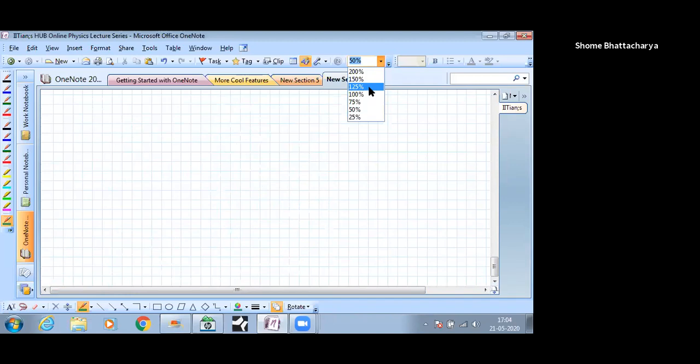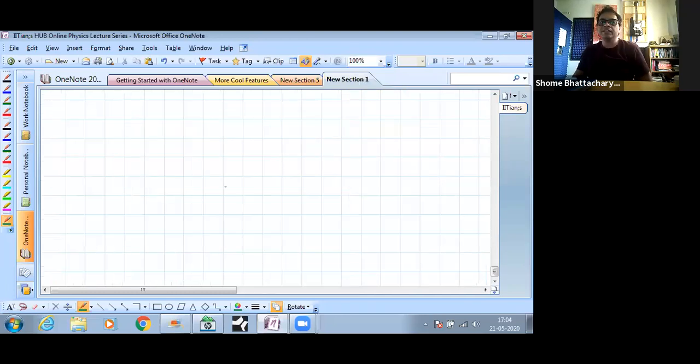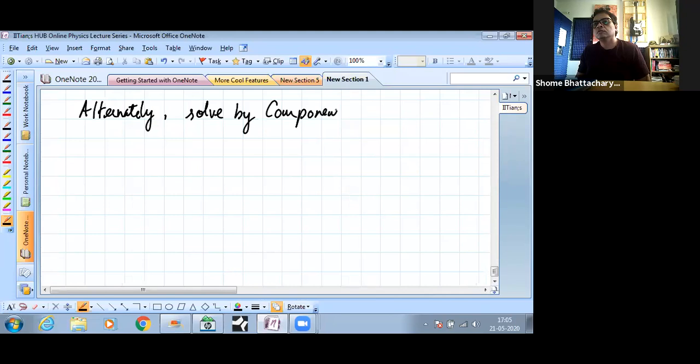Good. Now, I'll also show you another way of doing this question, which is going to help us practice our component algebra in 2 dimensions a little bit here. Okay, so the alternate method, solved by component algebra.